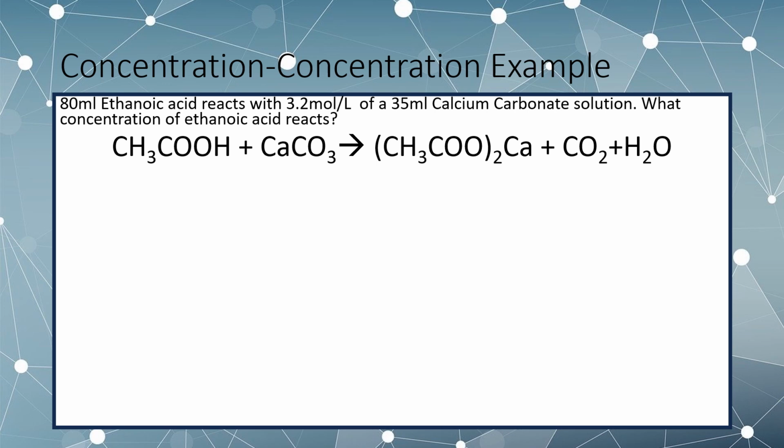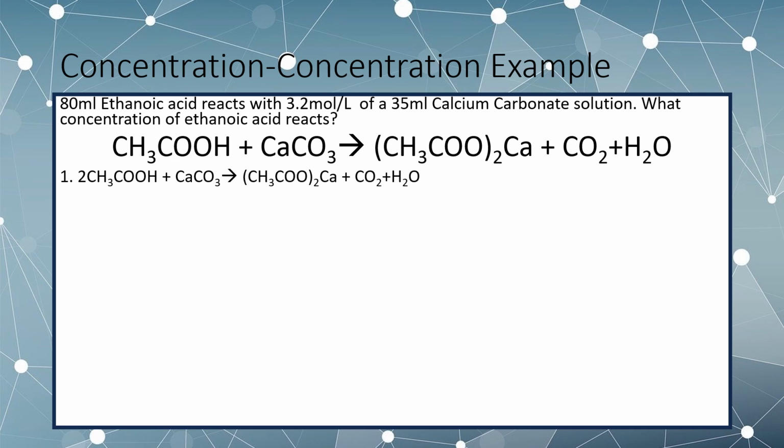So again, you'd be expected to use your acid laws to write this one out fully, but we have CH3COOH plus CaCO3 gives (CH3COO)2Ca plus CO2 plus H2O. Balancing it out simply requires a 2 at the very start in front of our ethanoic acid to balance out the entire equation. So that is our step 1 completed.